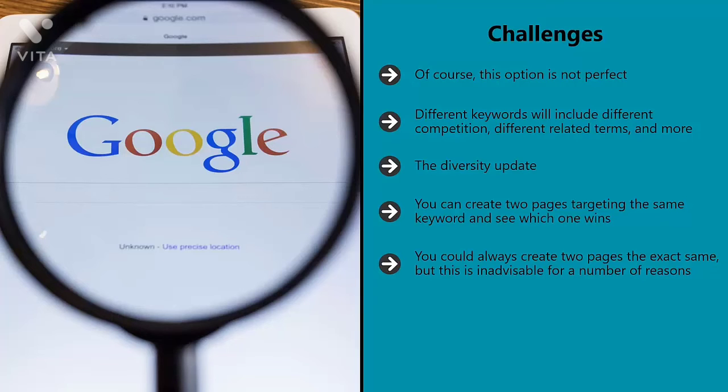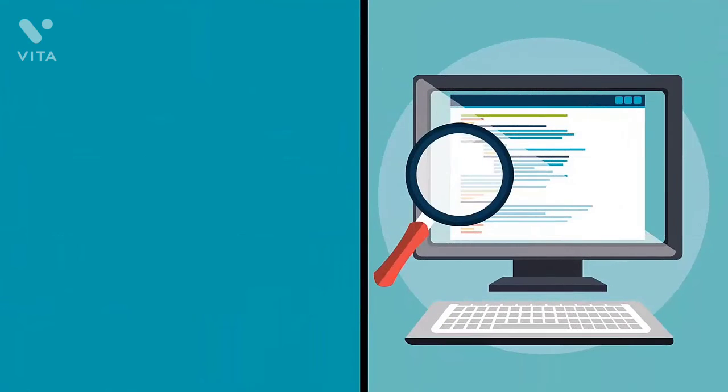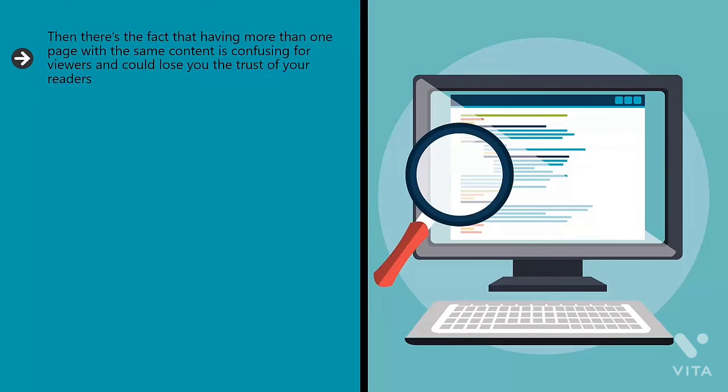Google doesn't want its users to repeatedly stumble upon the same content, and so it won't rank it. If these pages are hosted on separate domains, which introduces more complex factors such as domain age, then Google might see one page as having violated the copyright of the other, and the entire site could be severely penalized. Then there's the fact that having more than one page with the same content is confusing for viewers and could lose you the trust of your readers.